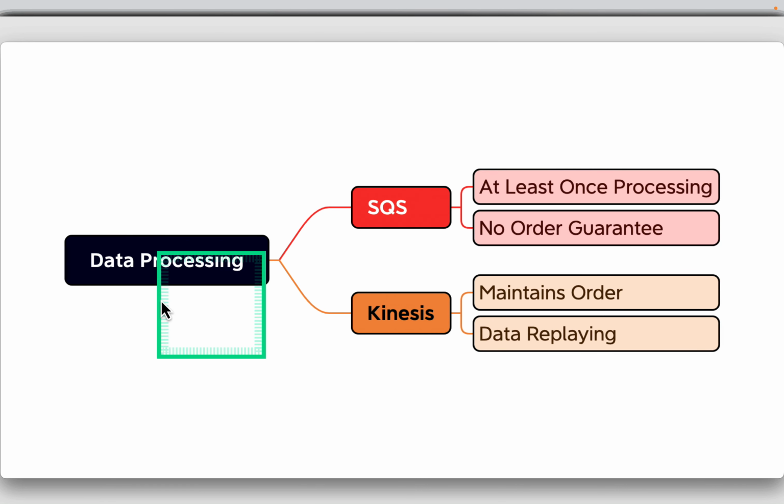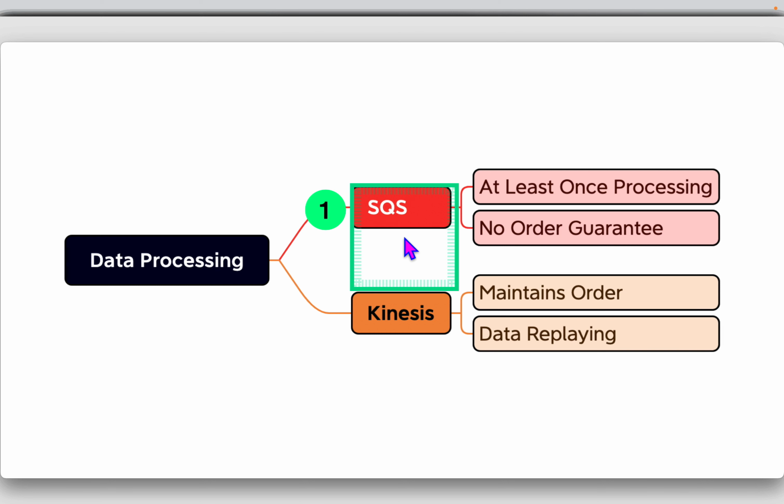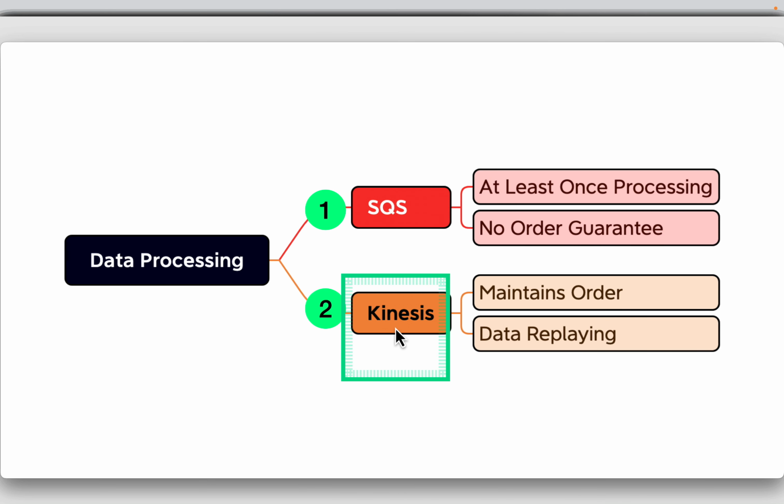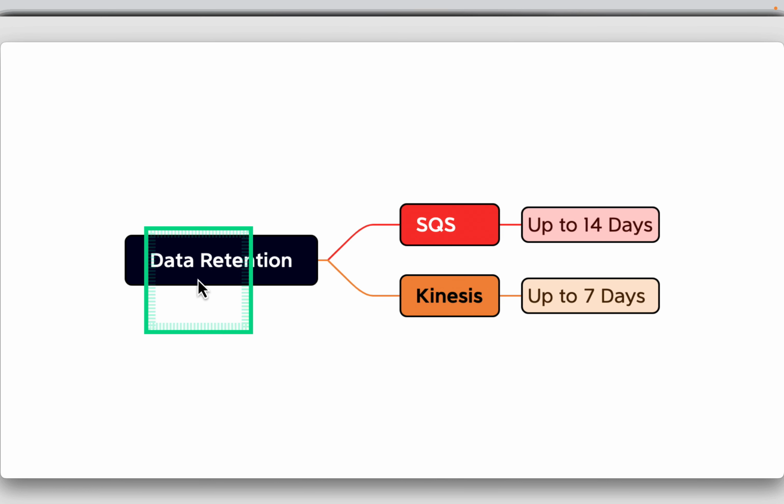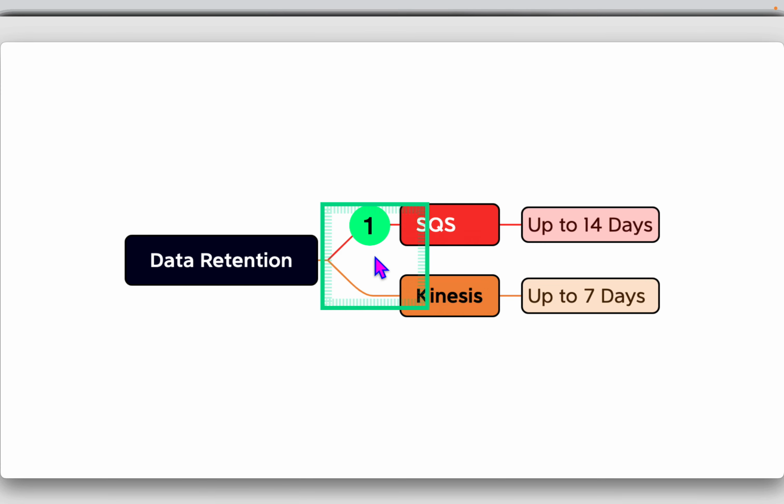Okay, now the comparison in terms of data processing. SQS ensures that messages are processed at least once but does not guarantee order. But in case of Kinesis, it maintains order and allows data to be replayed for a certain time window. In terms of data retention, SQS messages can be stored for up to 14 days. Kinesis stream data can be stored for up to 7 days.